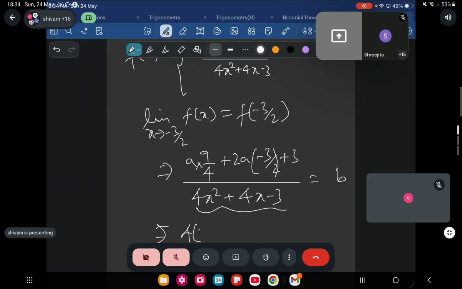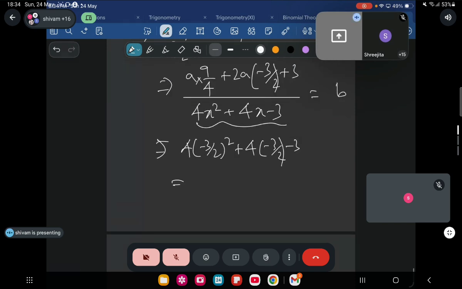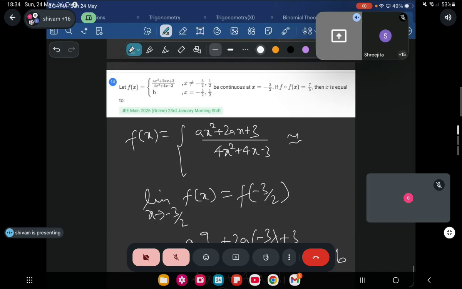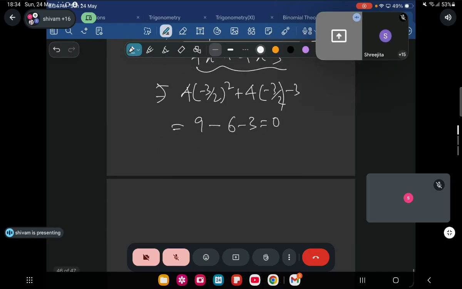You check. 4 into minus 3 by 2 whole square plus 4 into minus 3 by 2 minus 3. Okay, this will give us how much? 4 into 9 by 4, that is 9. 9 minus 6 minus 3. Okay. So denominator is 0. That means this is 0 by 0 form. Can you understand? If it is 0 by 0 form, numerator has to be equal to 0.